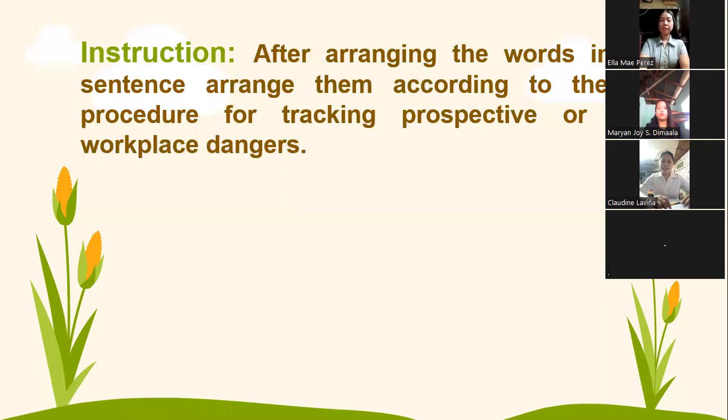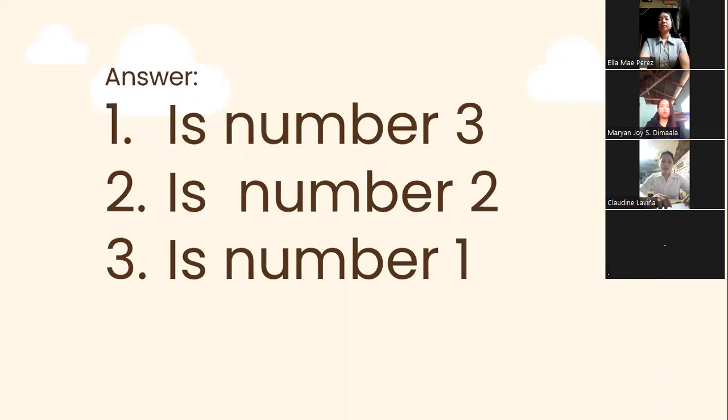Next, please. For our last activity, you are going to determine the sequence of the procedure in tracking prospective or actual workplace danger. Instruction: after arranging the words in each sentence, arrange them according to the right procedure for tracking prospective or actual workplace danger. Next. This is the answer. Number 1 is number 3, number 2 is number 2, and number 3 is number 1. That's it for the end of our discussions for today.